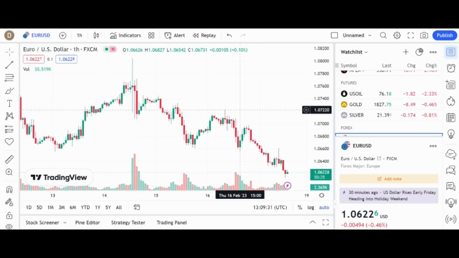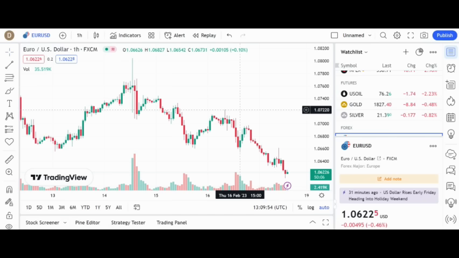One important economic data release to watch for is the release of the gross domestic product, GDP, figures for both the Eurozone and the United States. GDP is a measure of the total economic output of a country and is an important indicator of economic growth. Higher GDP figures typically indicate a stronger economy, which can be positive for the currency.